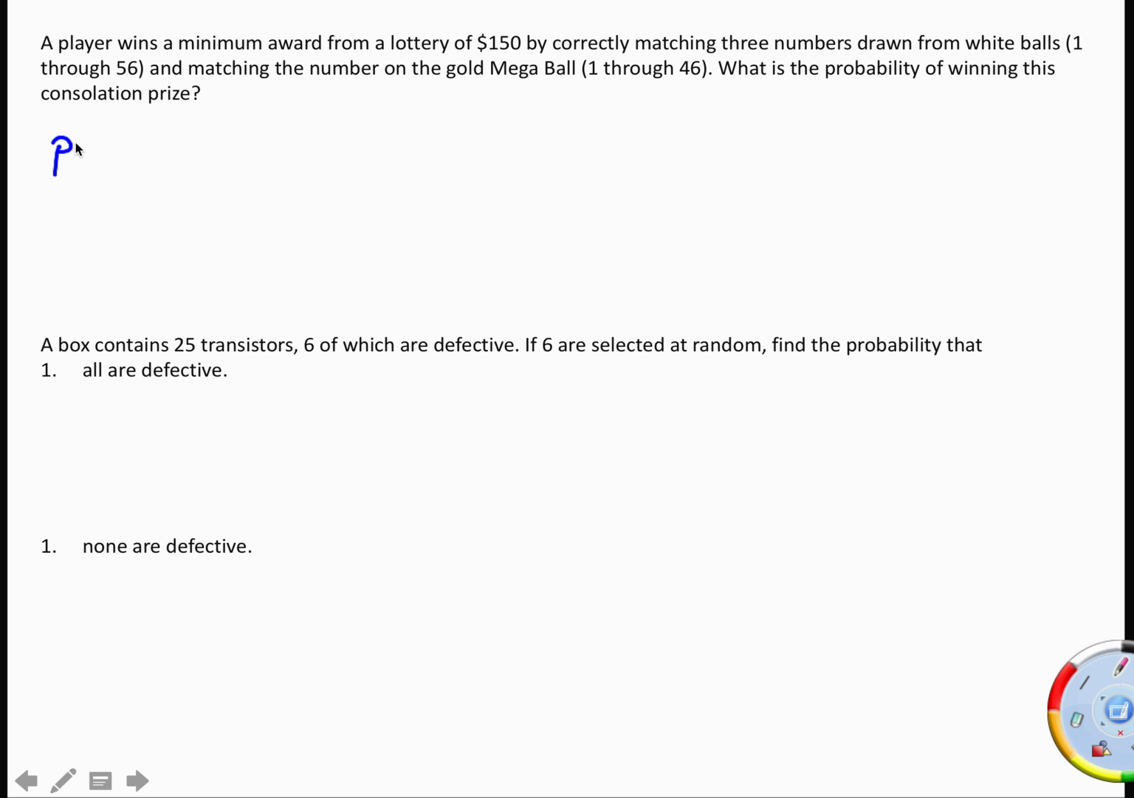Okay, so the probability of winning, we'll say the consolation prize. Yes, first of all, I have to figure out the total number of possible number combinations, right? I know it's a combination because we already talked about with a lottery that your, I just lost my pen again.